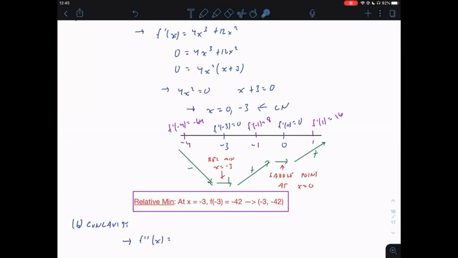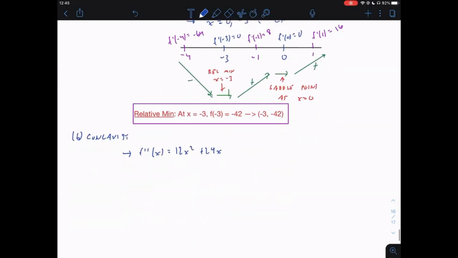Taking the second derivative is going to give us, let's see, the derivative of 4x cubed will be 12x squared, plus the derivative of 12x squared will be 24x. So our second derivative is 12x squared plus 24x. Once again, we set this equal to 0. I'm just going to rewrite this in a different form.